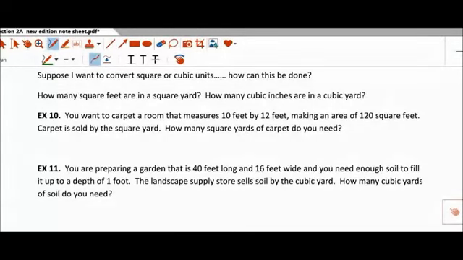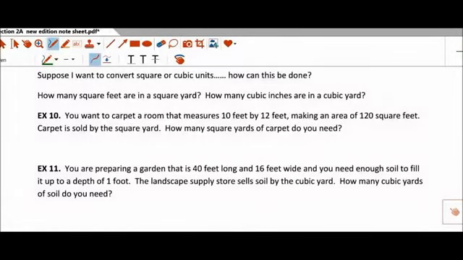Okay, so now let's wrap up section 2A. Let's suppose that we want to carpet a room that measures 12 feet by 12 feet. That gives us an area of 1,200 square feet. Unfortunately, if you go to one of the stores, carpet is sold by the square yard, not by the square foot. So what we want to do is convert these square feet to square yards.